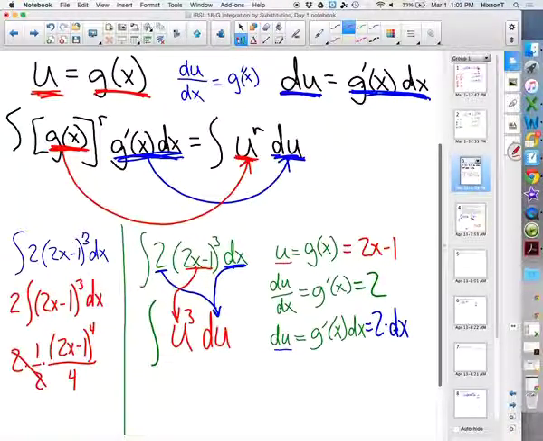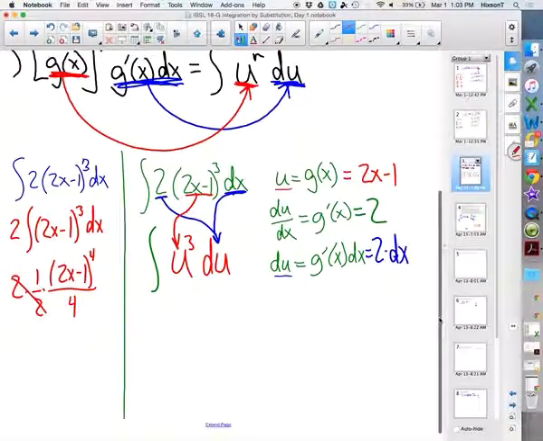So now we're thinking, what's the integral of something cubed? Well, it's something to the 4th over 4. And now we can substitute u back in. So it's (2x minus 1) to the 4th over 4. Same thing we got right here.